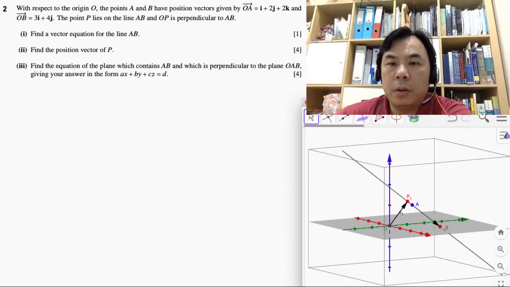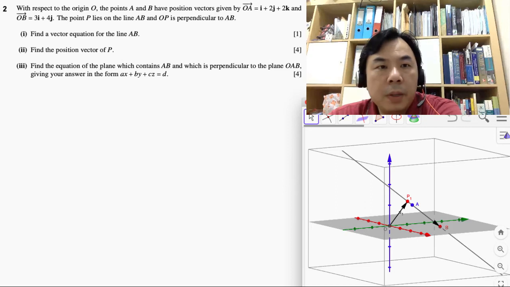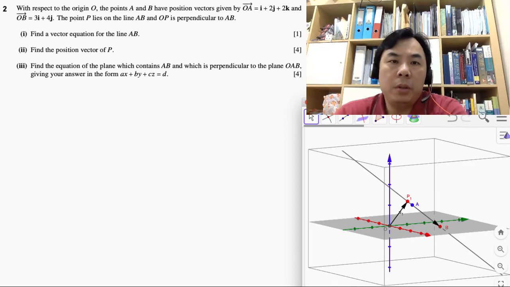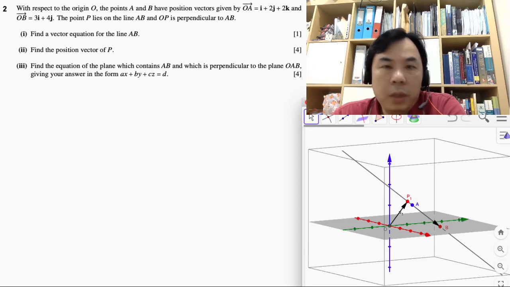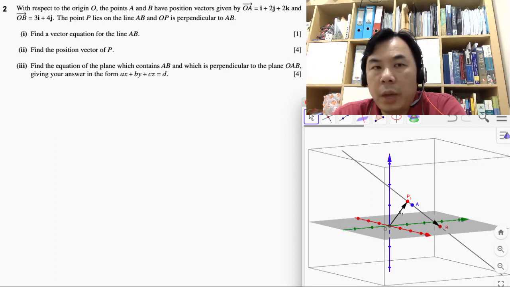This is our second question here. With respect to the origin O, points A and B have position vectors given by those vectors there, a and b. The point P lies on the line AB, and OP is perpendicular to AB.